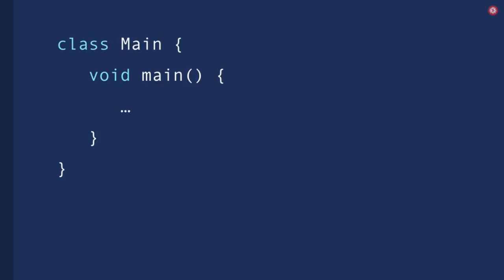Here let me write the class with the keyword class. The name of it is Main, and here are the curly braces, and between them go the methods. We write the methods inside this class, which means they are part of this class.